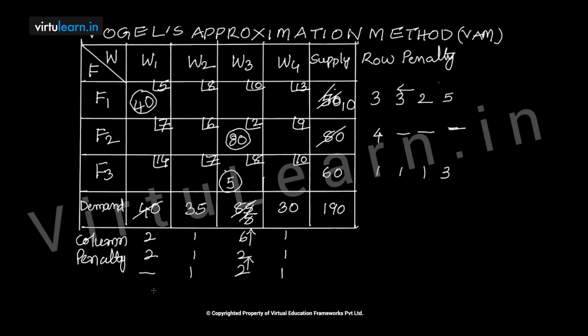Then similarly here in W1 we are not going to take into consideration. Here 6, 7, 1, and here since this is satisfied, we are not going to take that into consideration. And here 9, 10. So here also 1. So among these things, 5 is the highest penalty. So in this row only we have to make allocation.